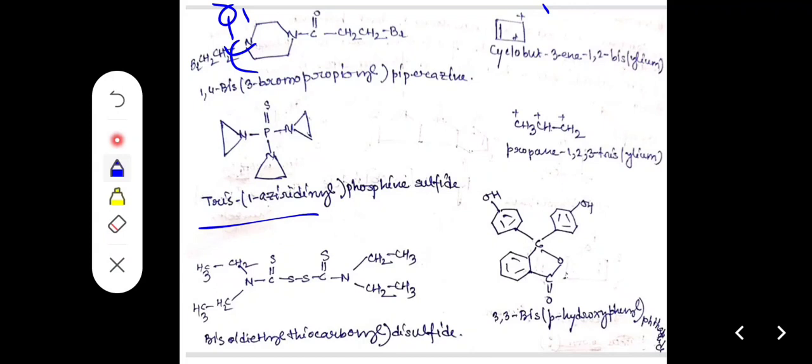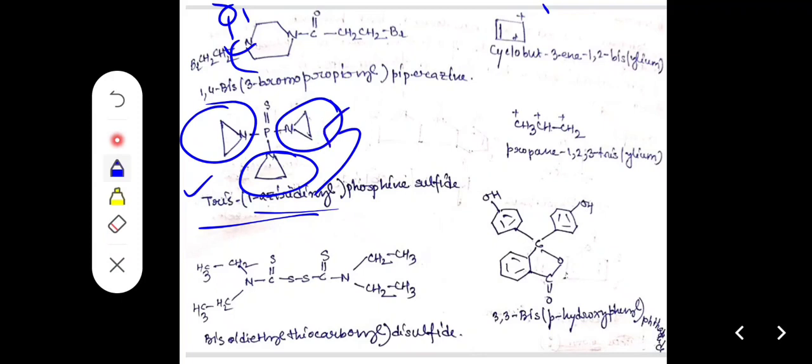There is tris(1-aziridinyl)phosphine sulfide. Okay, tris because the aziridinyl group is this. This is termed as aziridinyl. That should be present in the structure 3 times. That's why we termed it tris. Okay, aziridinyl is this type of unit, and that should be present 3 times. So we can say tris-aziridinyl. Okay. Overall the compound is phosphine sulfide because there is a P double bond S linkage. So we can say phosphine sulfide.